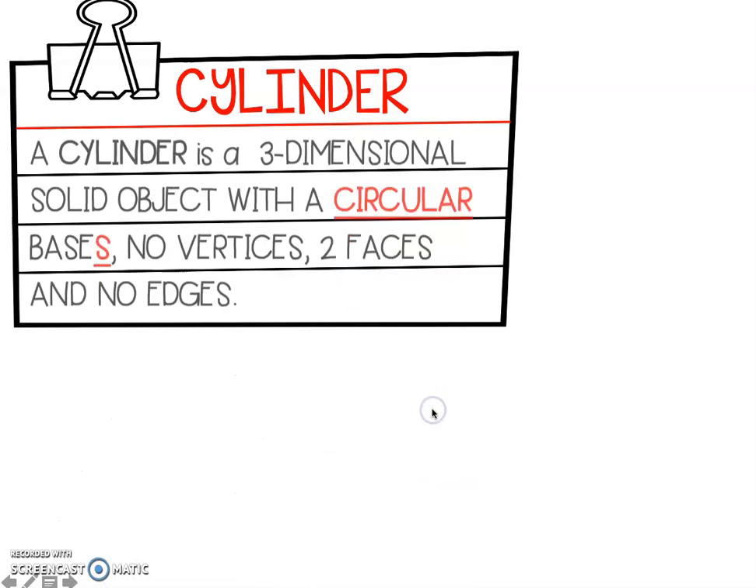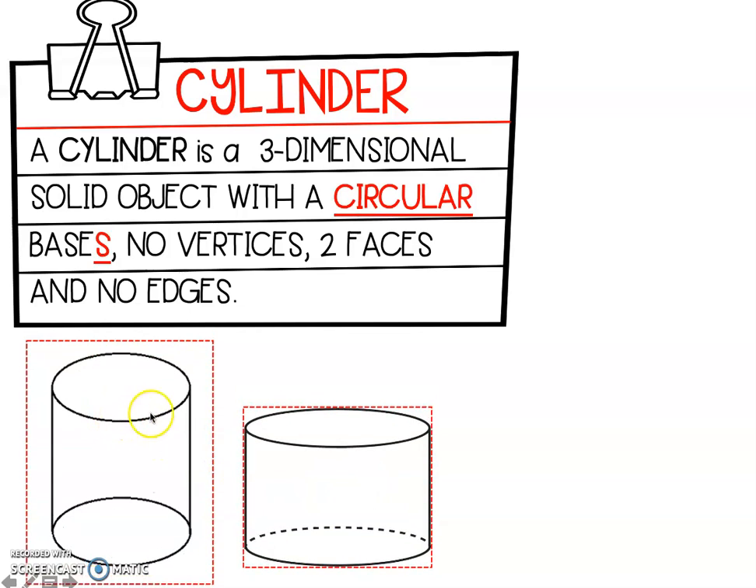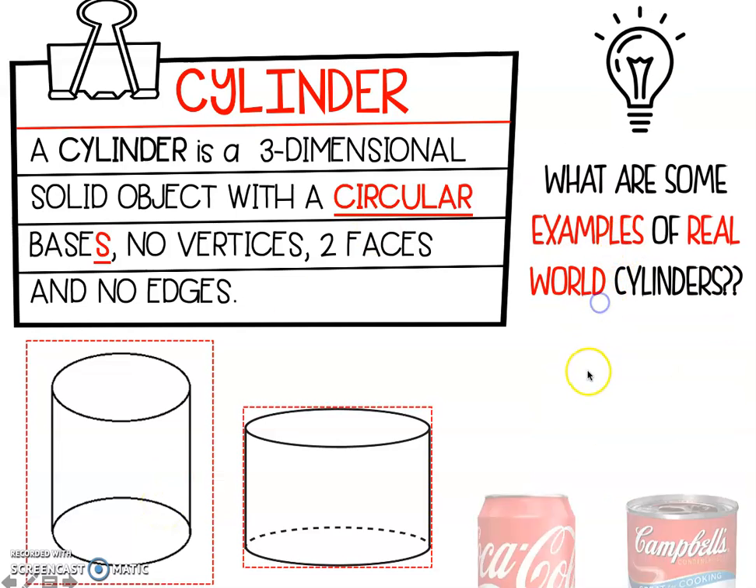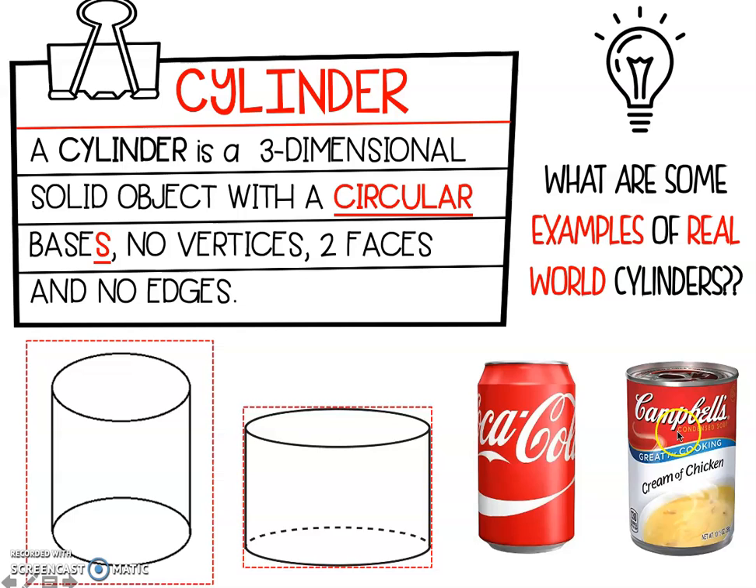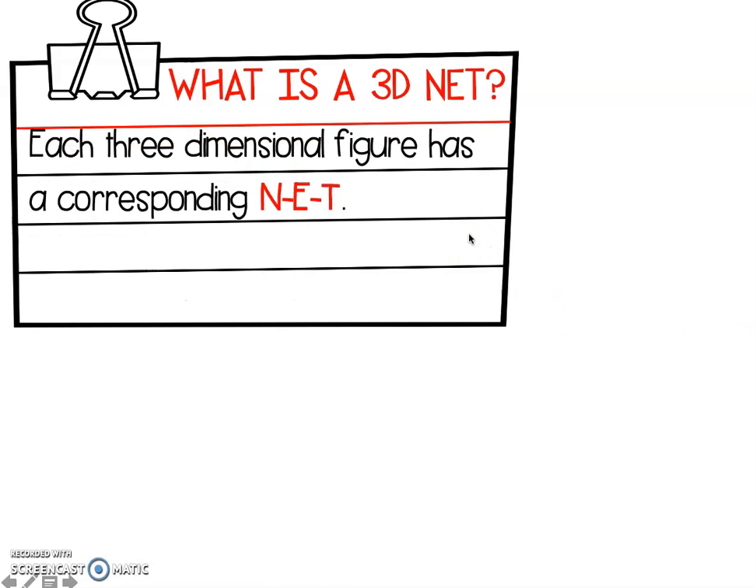A cylinder. A cylinder has circular bases. So it has multiple bases. It has 2 circular bases. So we have 1 circular base, 1 circular base. That makes it a cylinder. Some real world examples of a cylinder could be a Coke can or a can of soup. These are cylinders.